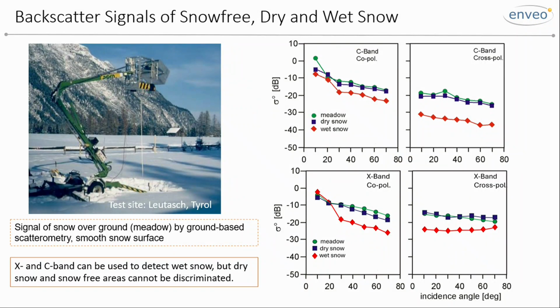So starting in late autumn, we did it at C- and X-band, actually, at co- and cross-pole. So we added together HH and VV. They are very, very similar. They were just averaged to have a better estimate. And the cross pole would be HV or VH, also averaged.